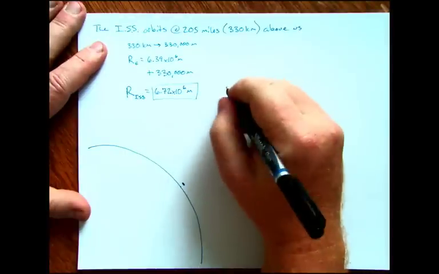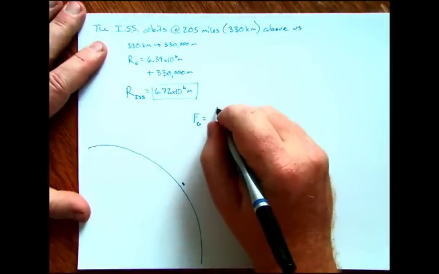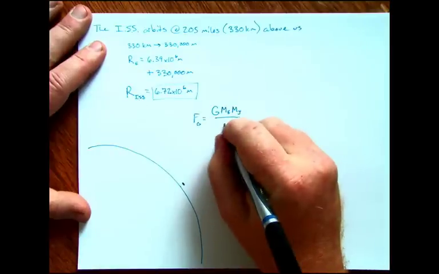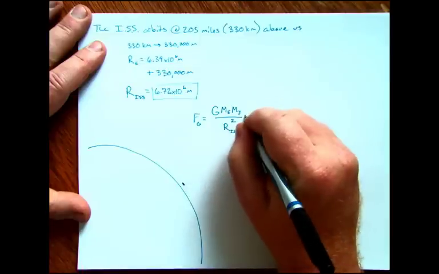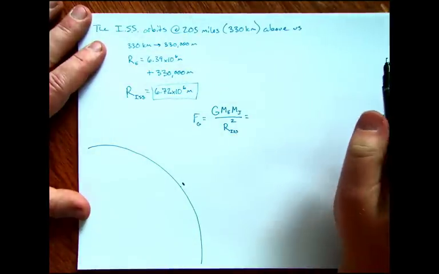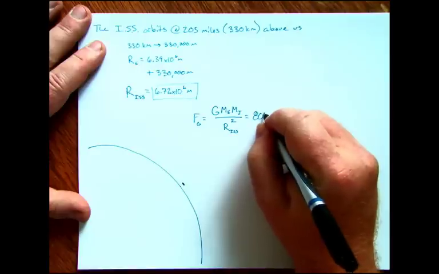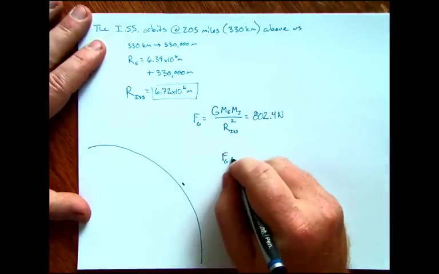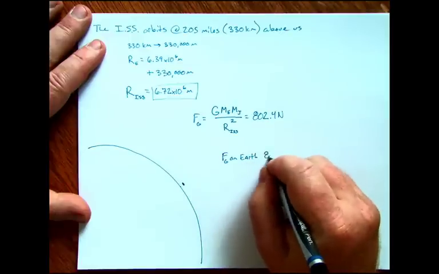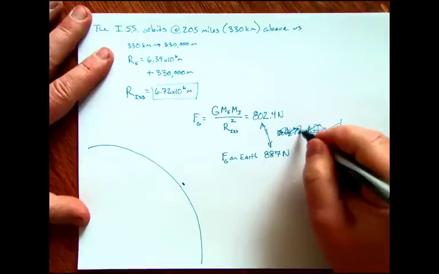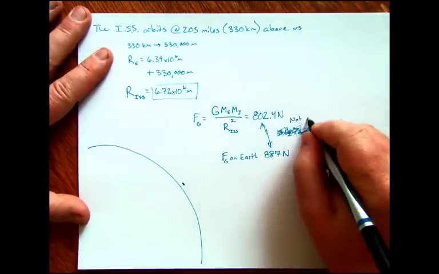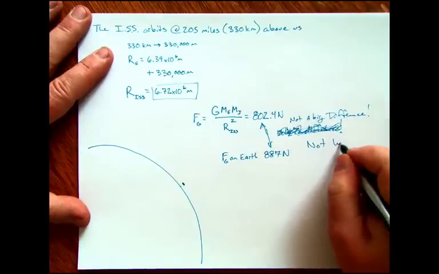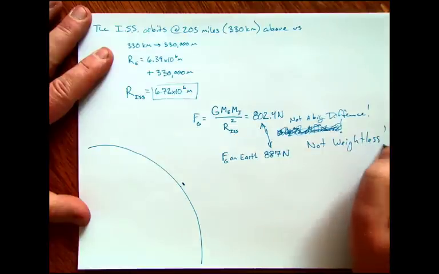Okay, well, my weight, the F of G for me, is going to be that capital G times the mass of the Earth times the mass of me, all over this new radius, the radius where the International Space Station is, squared. So if I plug all those numbers into my calculator, I get 802.4 newtons. Now remember, on Earth, I was 887 newtons. So if you compare those numbers, you notice that's not a big difference. You are definitely not weightless, even when you're in space.